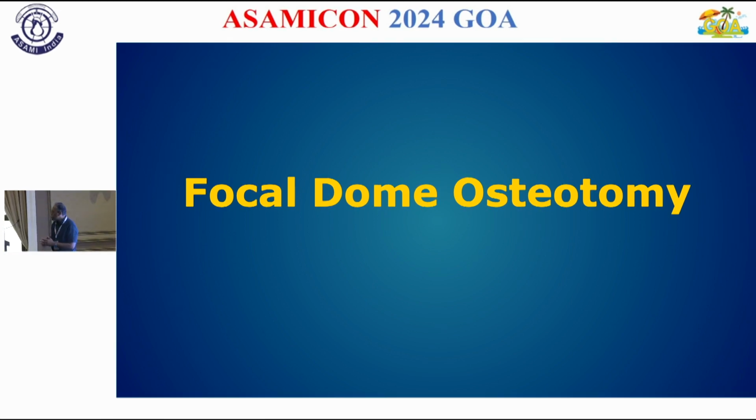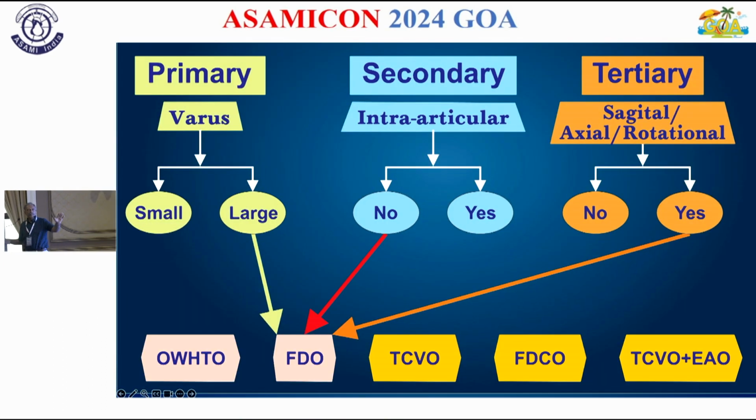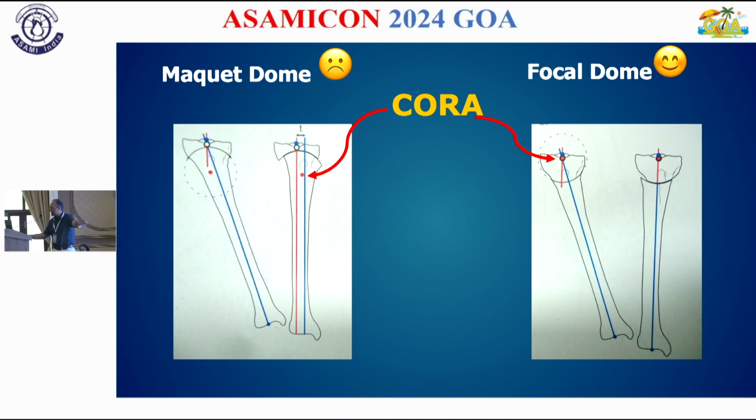So the focal dome osteotomy is a very powerful osteotomy for various reasons. I showed you this with a large varus, no intra-articular involvement, with the sagittal and axial rotational components. It's where it's indicated. Now see this.